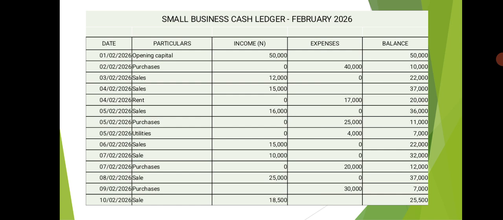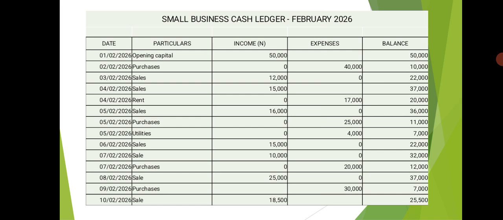On 3rd February, the business also made sales of 12,000 naira only. This will be added to the previous balance of 10,000 naira, giving us a new balance of 22,000 naira. On 4th February, it also made another sale of 15,000. This will be added to our previous balance, making 37,000 naira only.